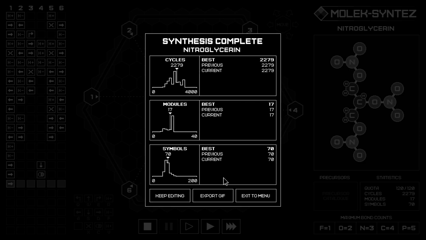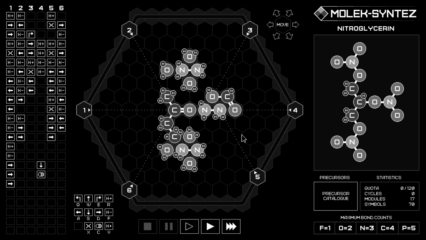This roughly takes around 2,279 cycles to complete our quota of 120 of these molecules. And we used 17 modules with 70 symbols. So that's what we used. So that's really it to nitroglycerin.